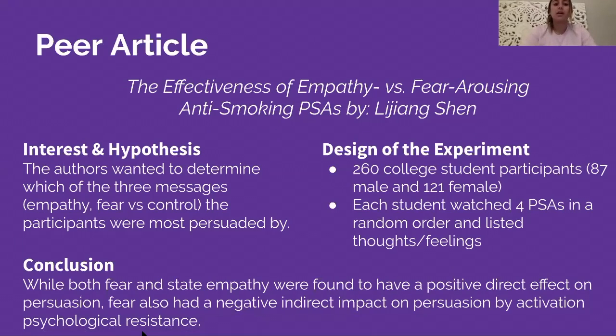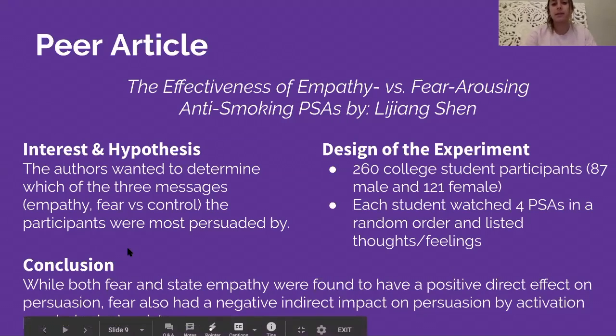In this specific article, the authors investigate the effectiveness of fear versus empathy arousing, specifically anti-smoking PSAs, and examine the roles of message-induced fear and state empathy in persuasion. The authors wanted to determine which of the three messages between empathy, fear versus the control the participants were most persuaded by. This is important, especially in advertisements when trying to draw in the audience through the type of message. And now Kyla can talk about the design of the experiment.